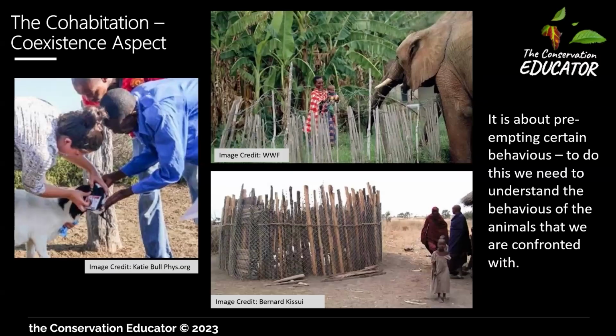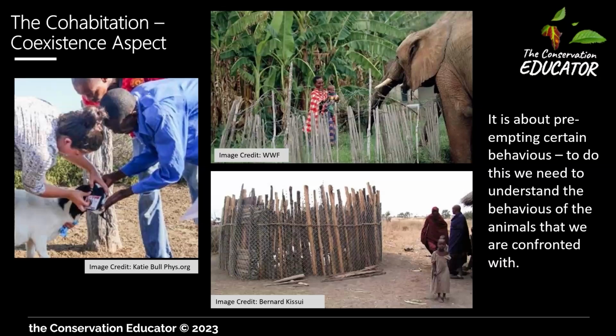Okay, so the cohabitation or the coexistence aspect. It's about preempting, guessing certain behaviors. And to do this, you have to understand the behaviors of the animals that we're confronted with. So on the bottom right, we're confronted with predators that want to take livestock. So we need a predator-proof boma. This is a very successful design.